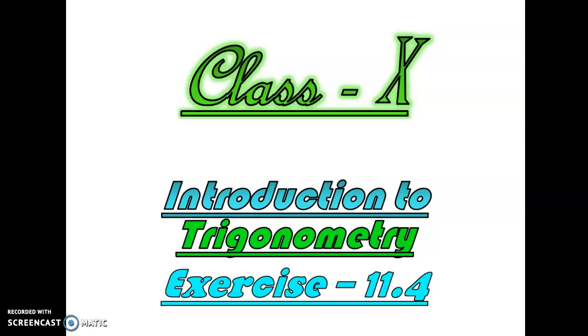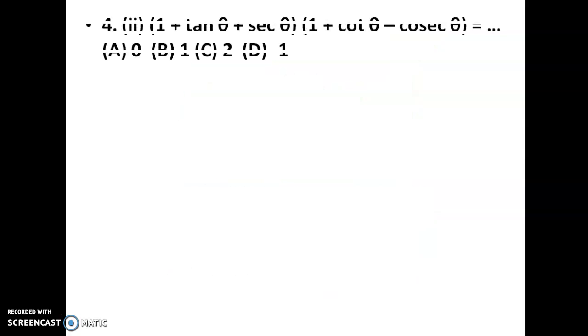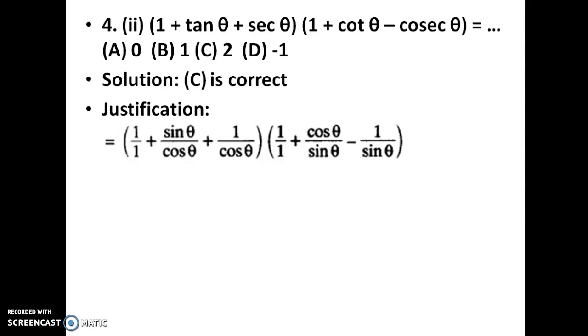Hello students, let's continue solving exercise 11.4 in this video. Fourth problem, second subdivision. (1 plus tan theta plus secant theta) into (1 plus cot theta minus cosecant theta) equal to dash. So options are given. So let's see. So 1 plus tan theta plus secant theta.